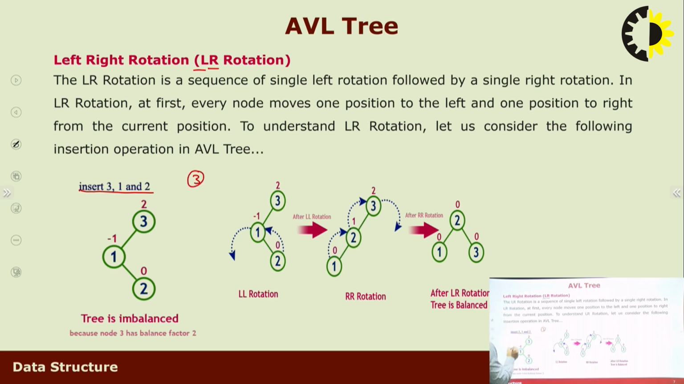Then we have to insert 1 because 1 is less than 3. This will come as a binary search tree property. It will come in the left side. If we are calculating the balancing factor, this is 0 and this is 1. 1 minus 0, that is 1.